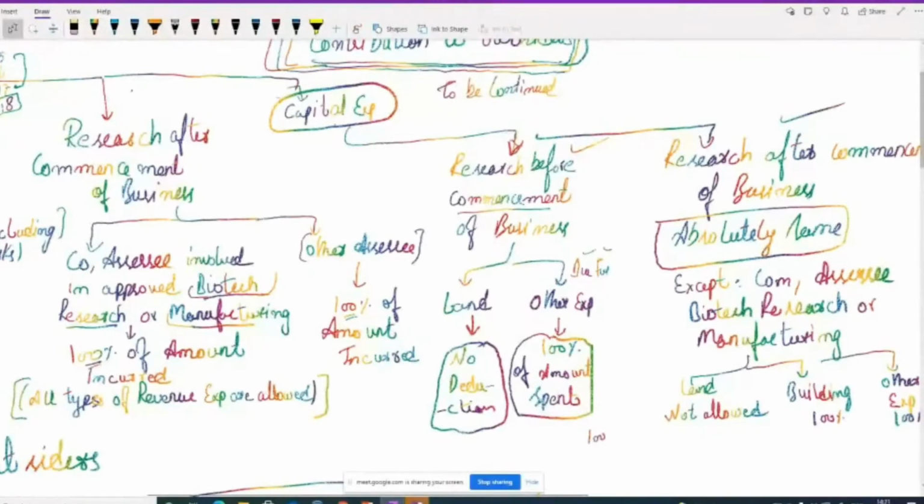And research after commencement of business. Both are the same, only one exception is there. On land, capital expenditure after commencement of business, in case of land it's not allowed, and 100% is allowed in case of other. So both are the same. What is there in case of before, the same thing is there in case of after, in case of capital expenditure.